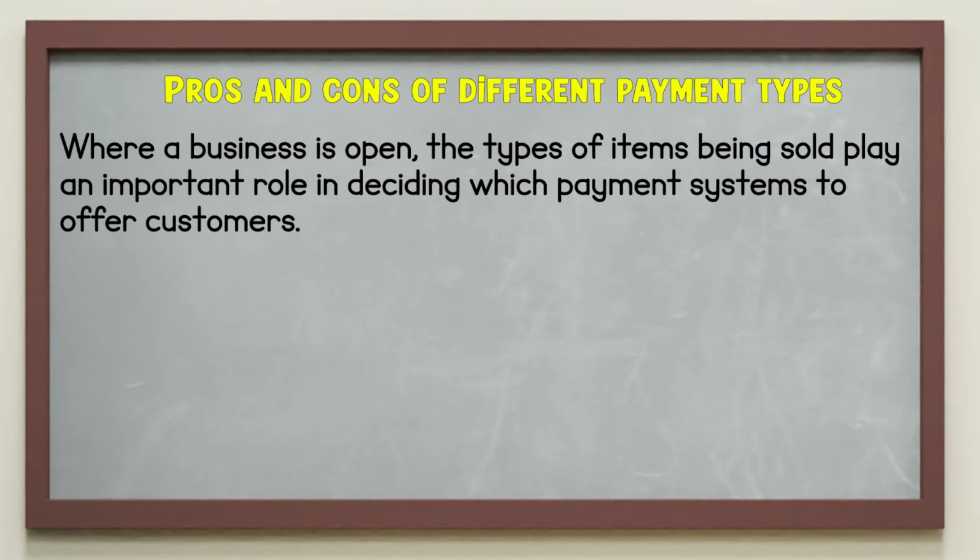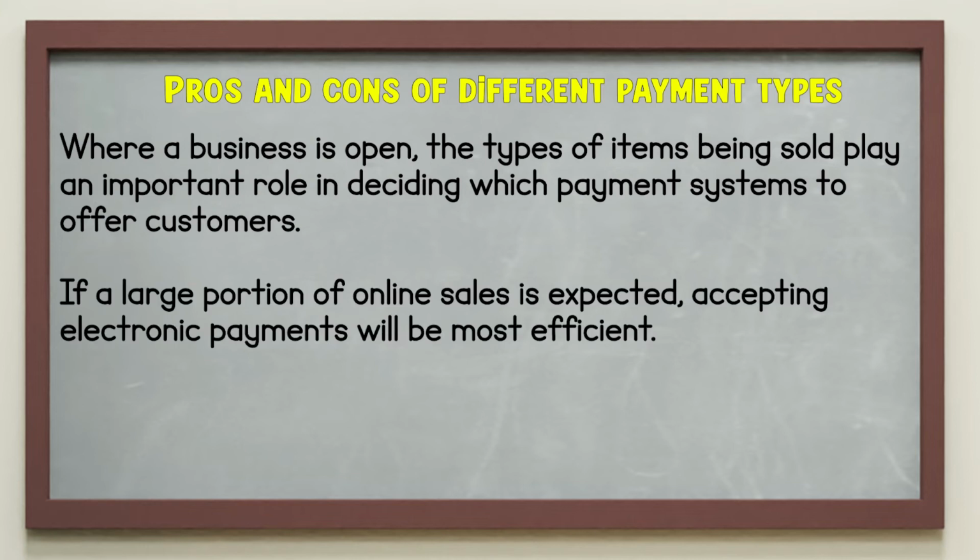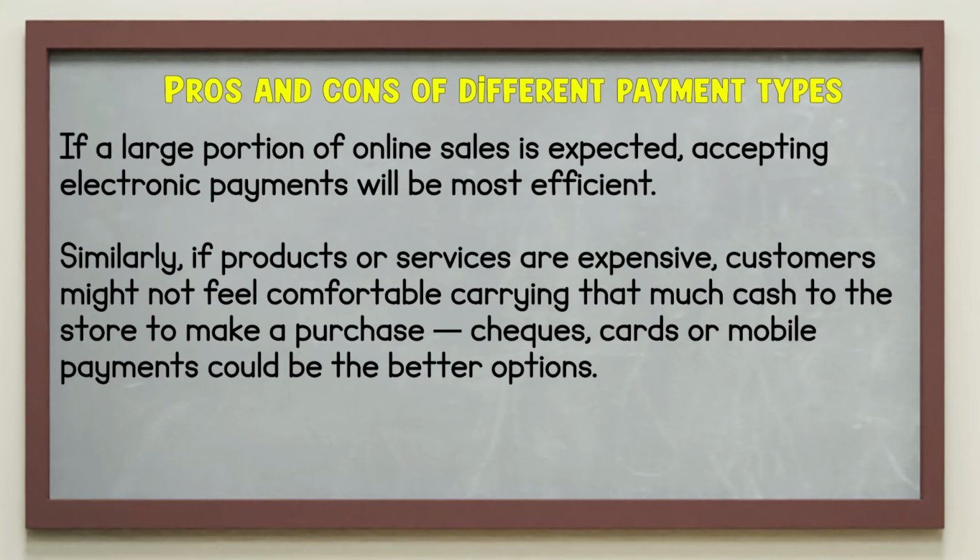Where a business is open and the types of items being sold play an important role in deciding which payment systems to offer customers. If a large portion of online sales are expected, accepting electronic payment will be most efficient. Similarly, if products or services are expensive, customers might not feel comfortable carrying that much cash to the store to make a purchase. Checks, cards, or mobile payment could be the better option.